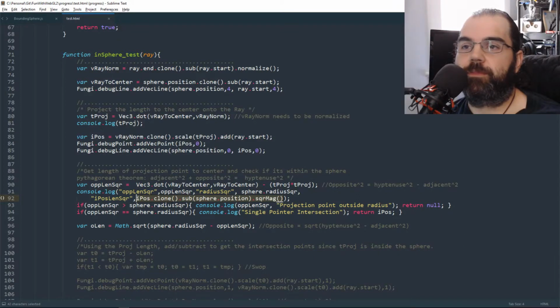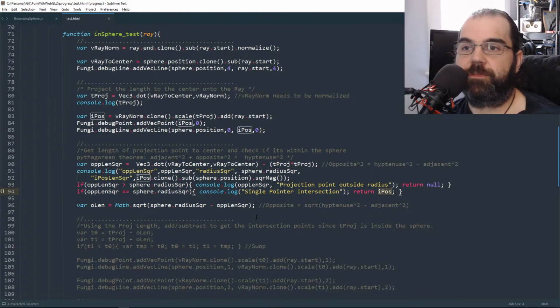So we're going to have two if conditions. If the length squared is greater than the radius squared, then it's outside the radius. It's no intersection. We return null. If for some reason, rare case, but it can happen, the length is equal to the radius squared, it's a single point intersection, and we bring IPOS, and that's it. And we have that position. Now we have O length.